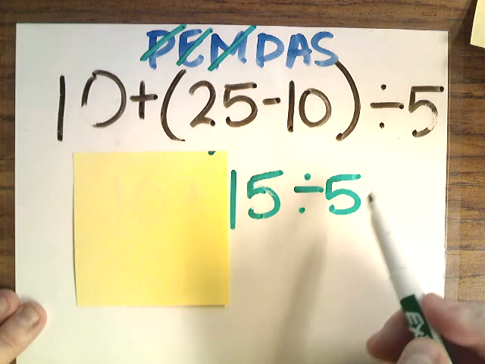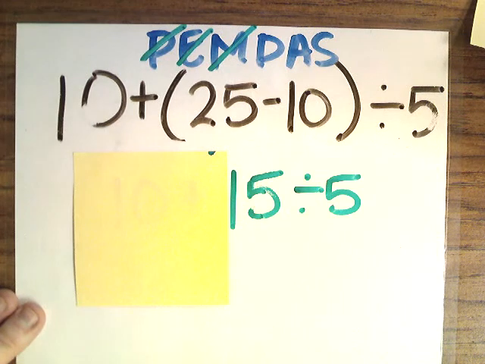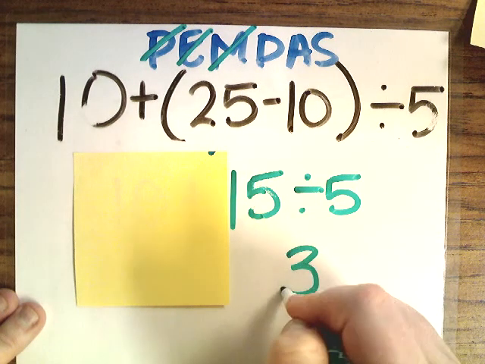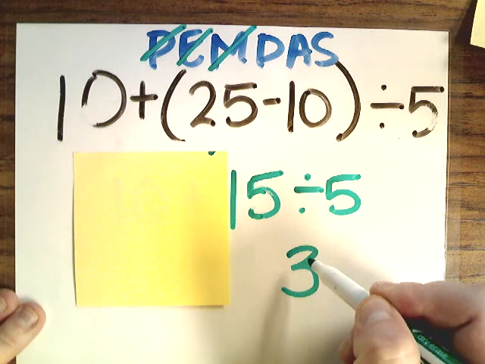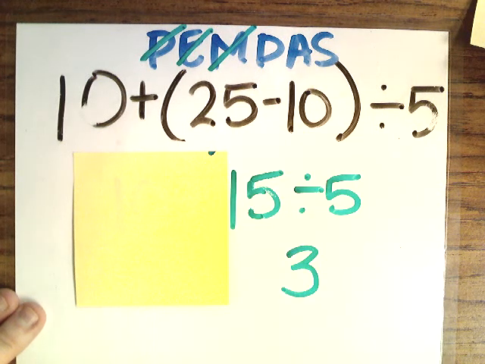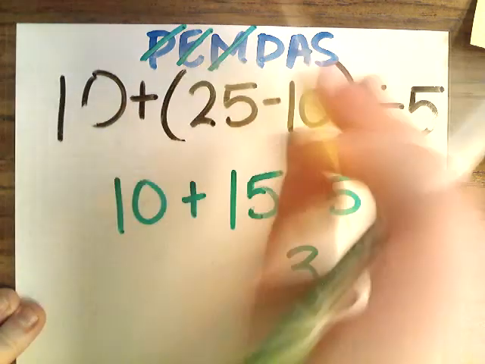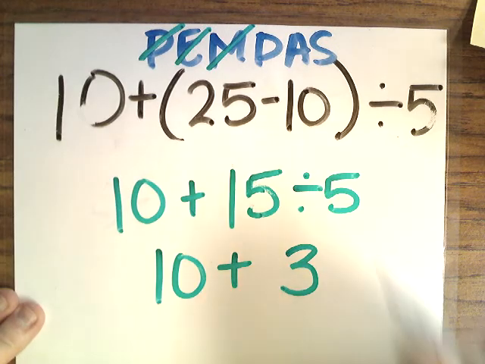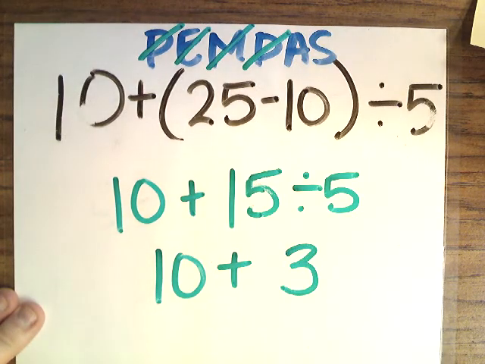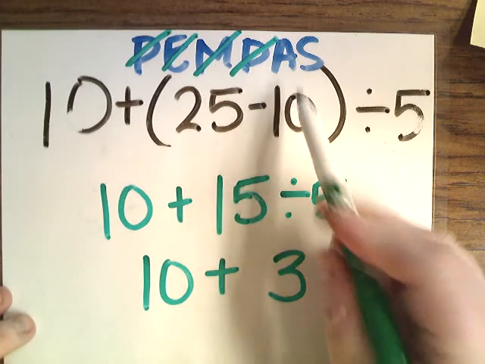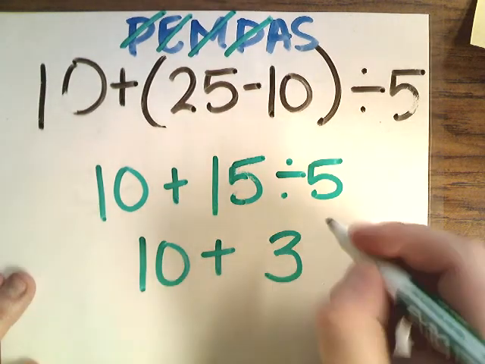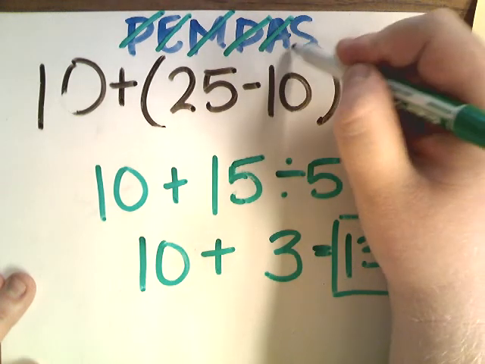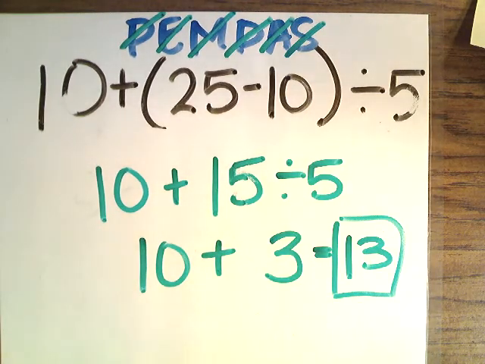What that's saying is, how many times can 5 fit into 15? If we count by 5s, 5, 10, 15, the answer is 3. Because 5 times 3 is 15. But we can't forget about the plus 10. We've done our division. We're down to one more operation, which is adding, which is next in PEMDAS. And 10 plus 3 is 13. That's our answer. Cross off the A. We didn't have subtraction.